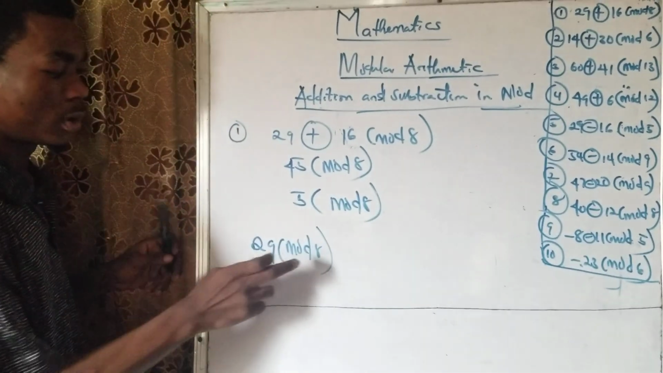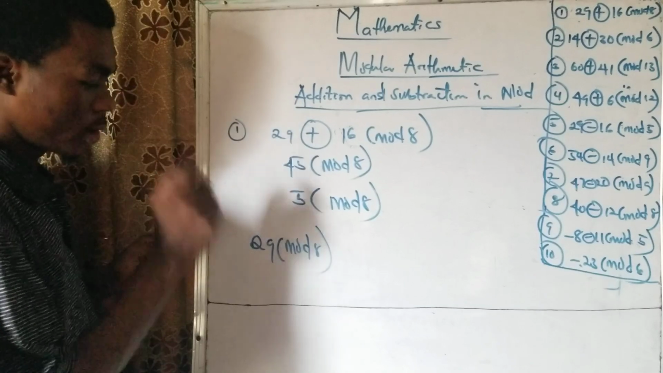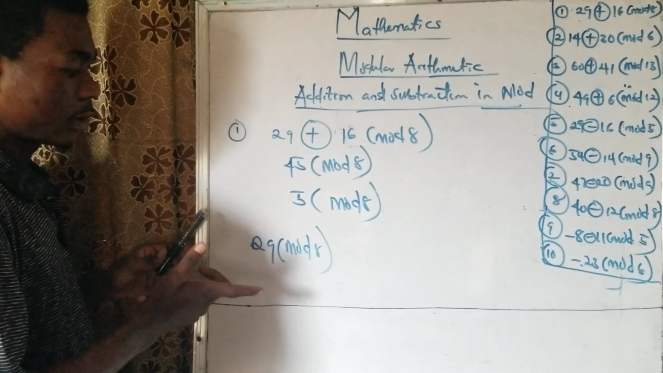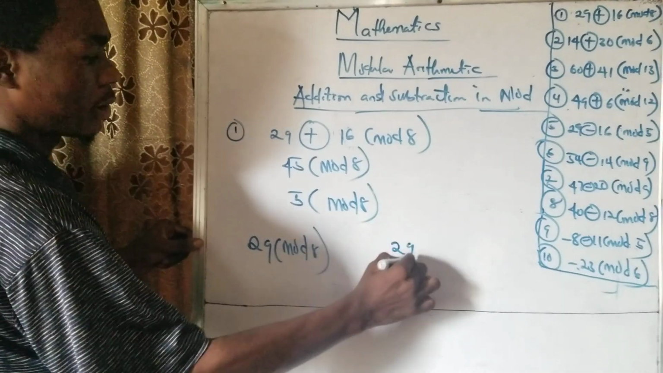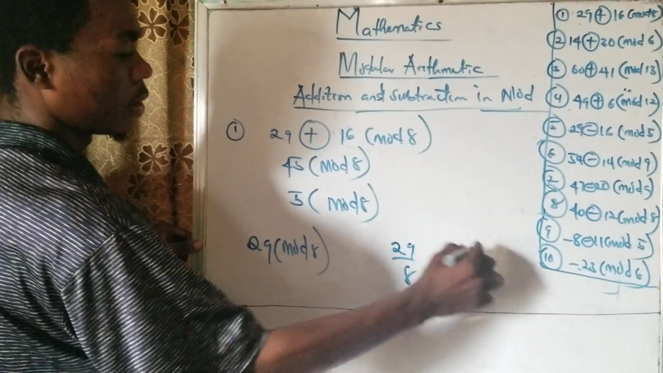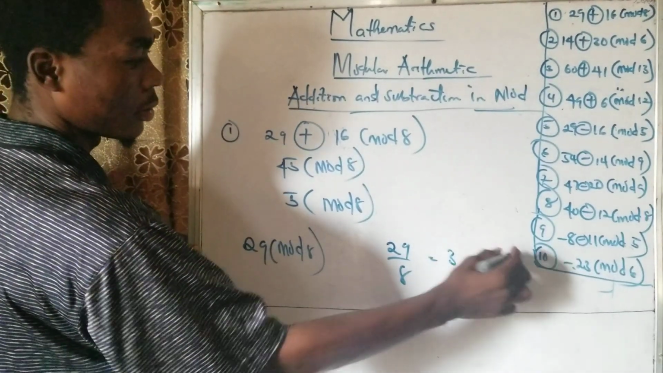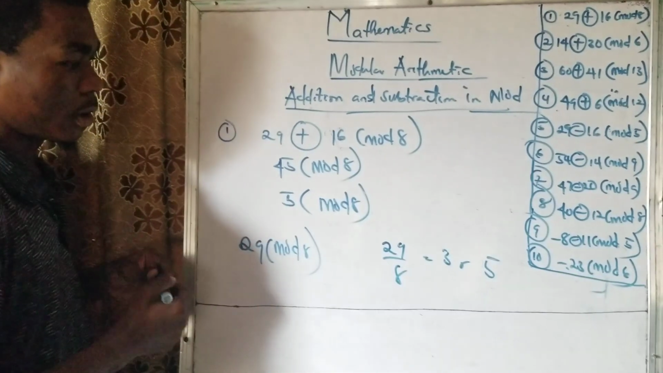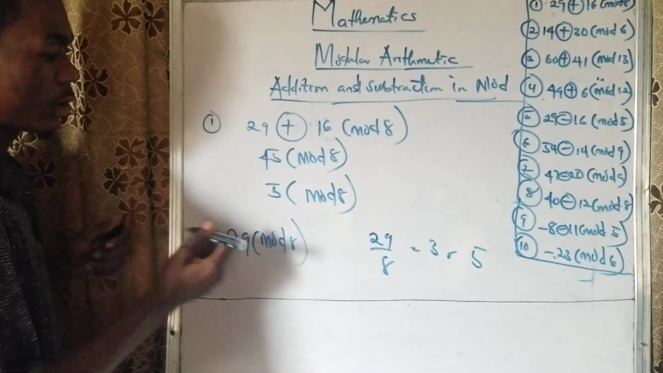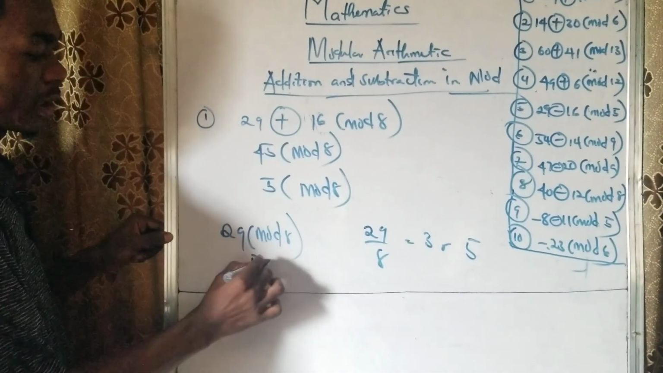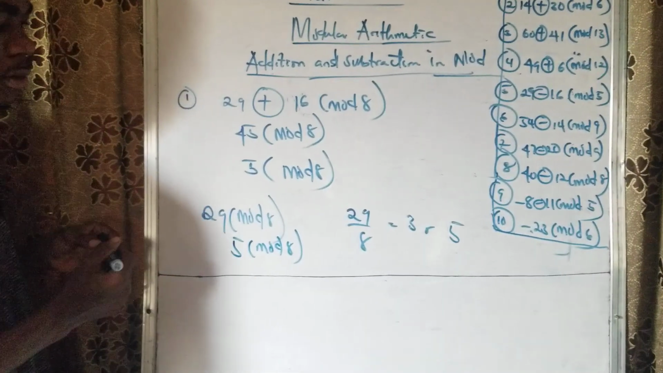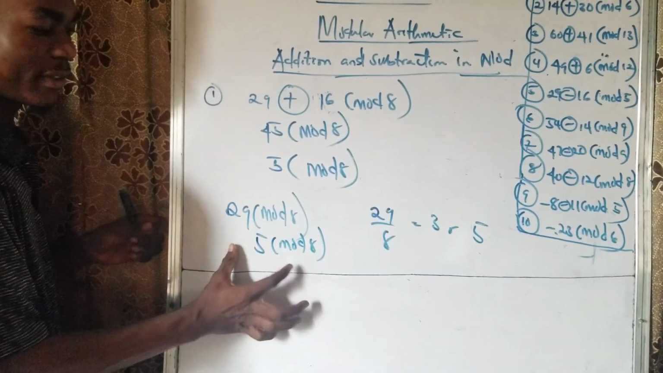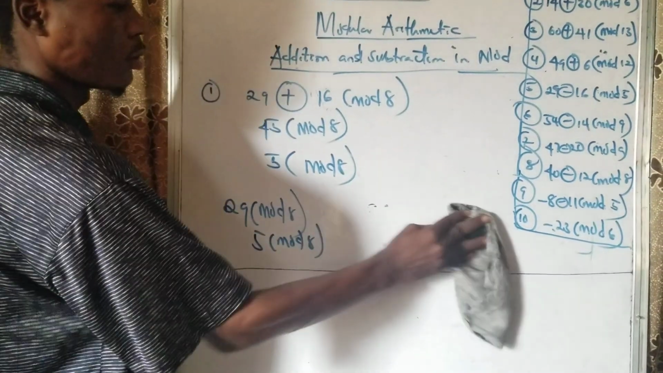How many times will 8 go into 29? That's 3, which is 24, remainder 5. So here we are having 5 mod 8. Concerning 29 mod 8, we're having 5 mod 8.